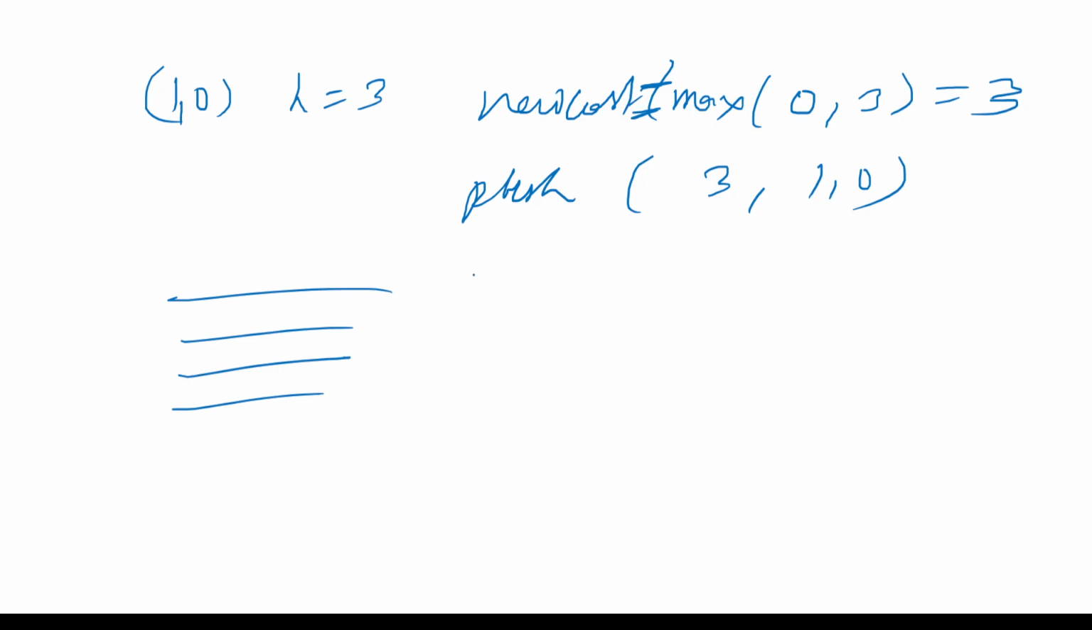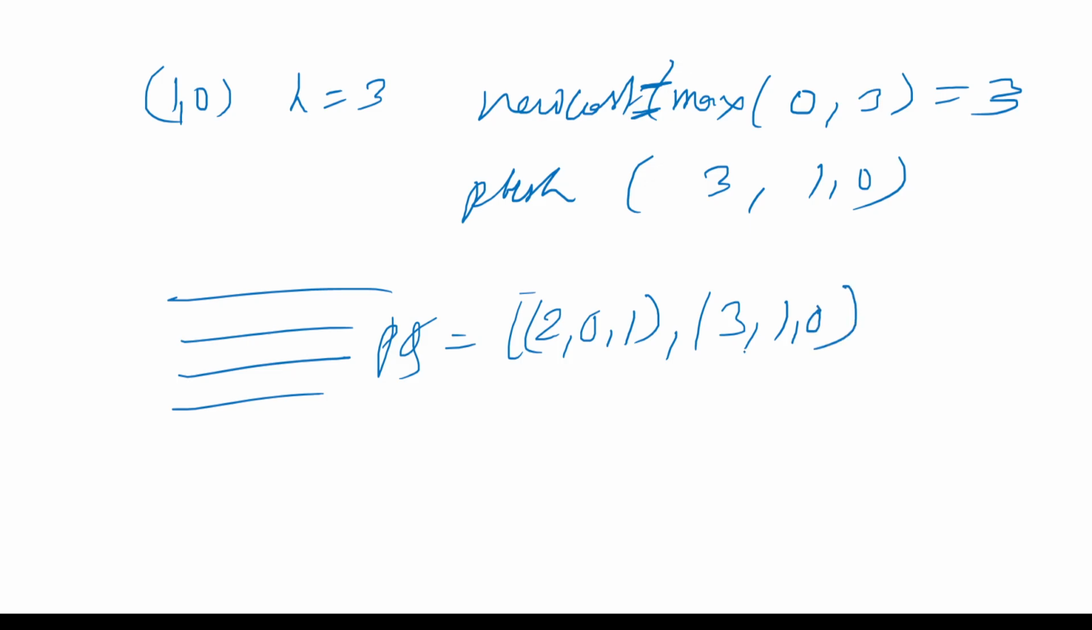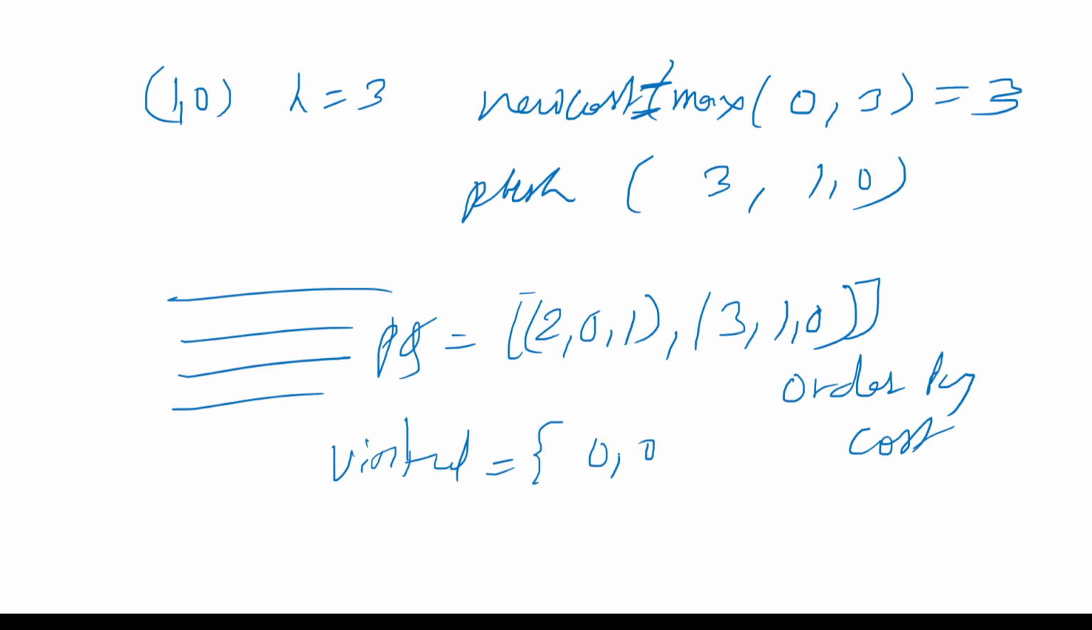Let's suppose we have pushed everything. What is in the priority queue? Currently we have 2 0 1 and another is 3 1 0. As you can see, this is ordered by cost: first is 2, then 3. The minimum cost is first, then the max cost. And in the visited we have 0 0.